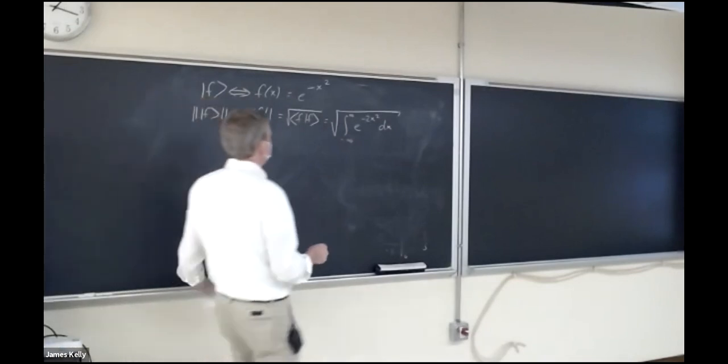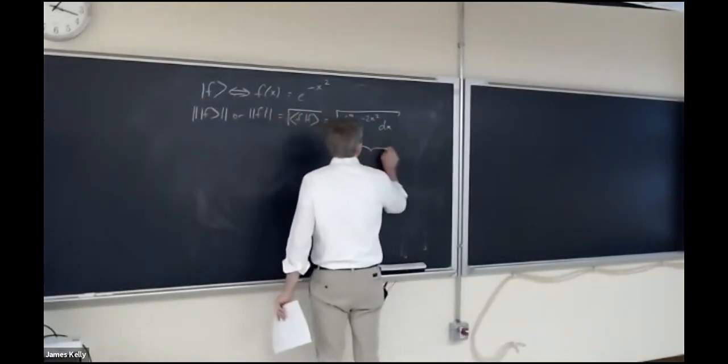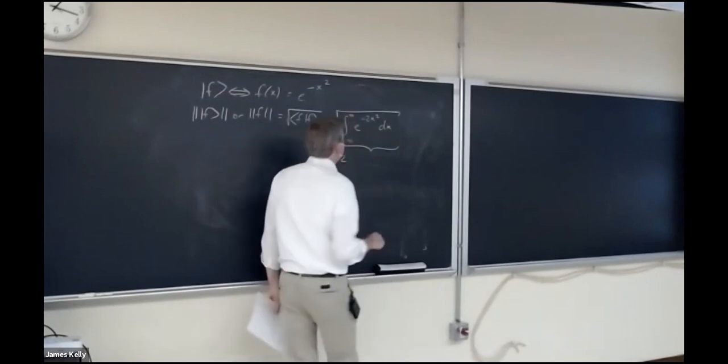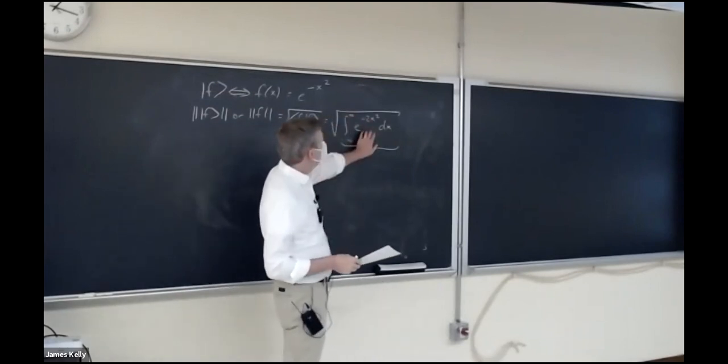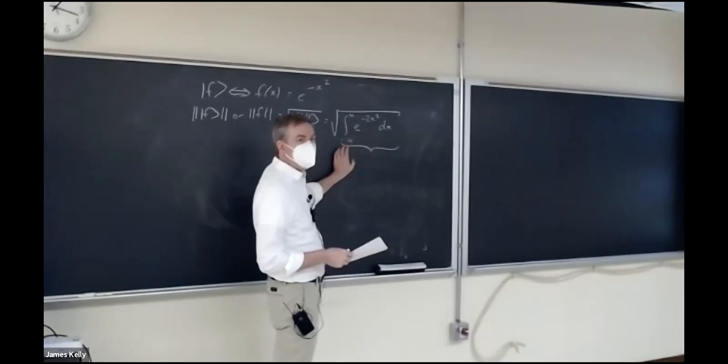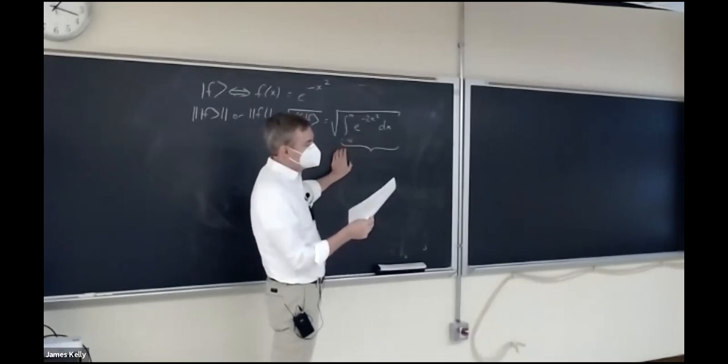Well, let's see. This is 2 times the integral from 0 to infinity, because this is an even function, right? So I'm going to put a 2 out in front. And then I'm going to look at the integral from 0 to infinity of e to the minus ax squared. For us, a is equal to 2.